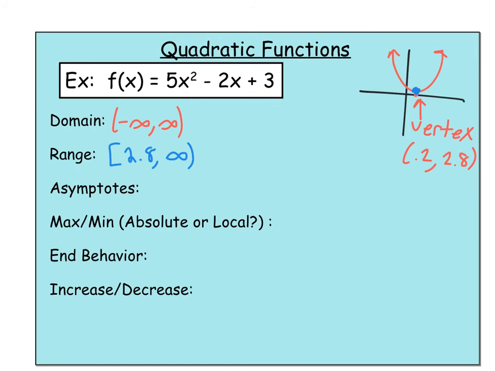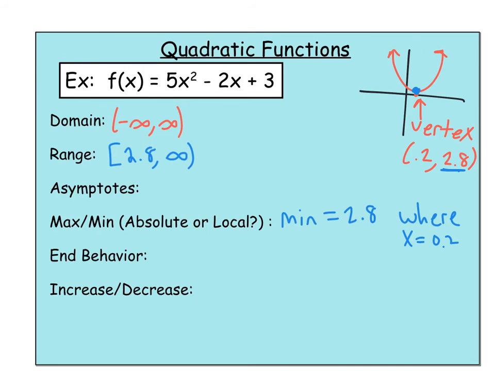If we want to, let's fill in the max or min right now. This thing has a minimum. The minimum y value is 2.8, and that occurs where x equals 0.2. But the actual minimum is talking about the y value. It just happens at a given x value. So if you give me the ordered pair, I'll probably take that, but technically the minimum is the y value, 2.8, and it just happens to occur at that certain x value.